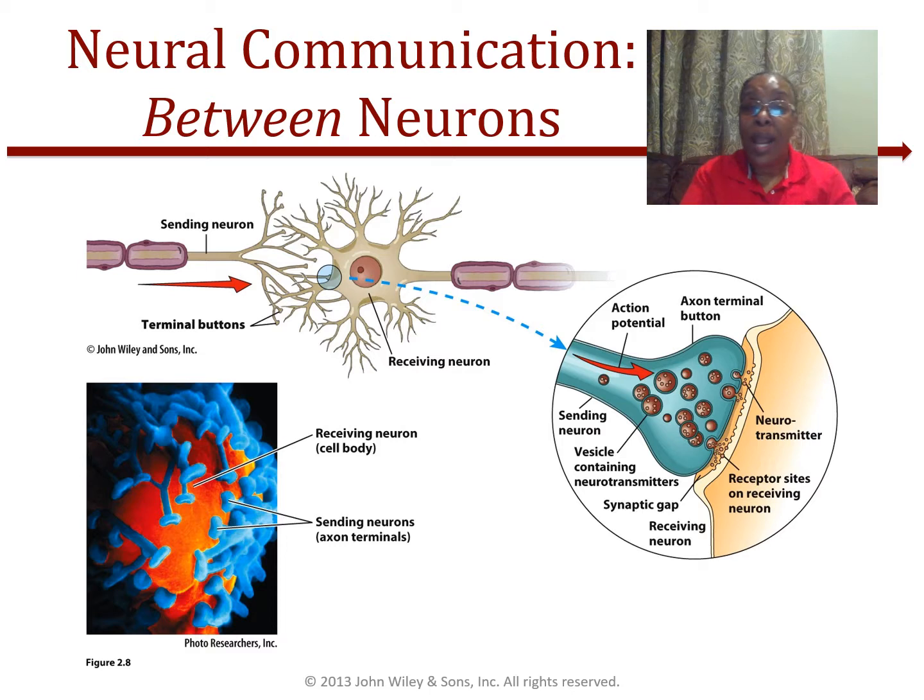Now, when an action potential reaches the branching axon terminals, it's going to trigger these terminal buttons that you can see here on the slide, and it's giving you a nice little picture of that. It's going to hit those terminal buttons at the axon's end to open and release thousands of these neurotransmitters into what we call a synapse.